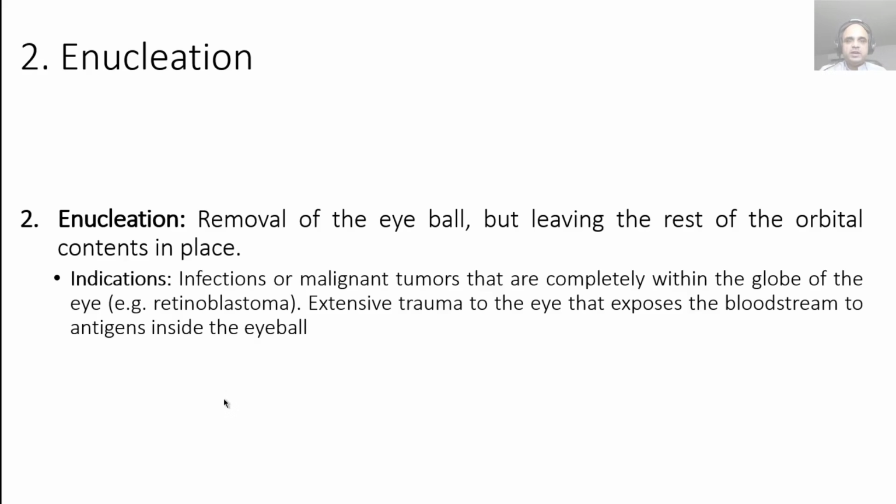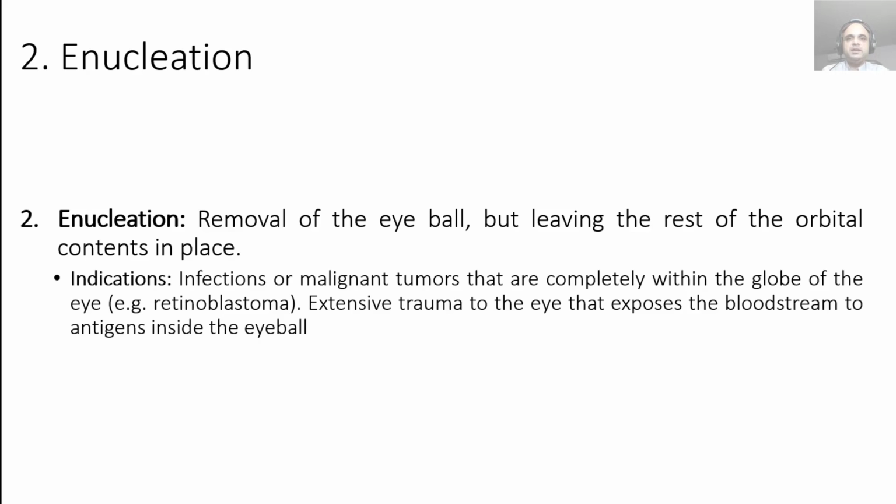Enucleation is like removing the entire eyeball. You cut the optic nerve and all the muscles that are attached to the eyeball, and remove the eyeball as a whole. This is indicated if you have a malignant tumor that's contained within the eye. The most common example is retinoblastoma. It can also be done in cases of sympathetic ophthalmitis or sympathetic uveitis.